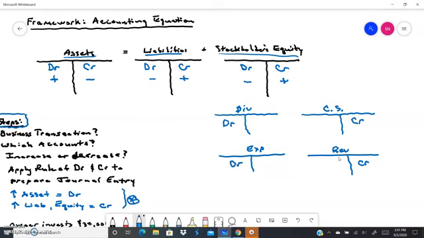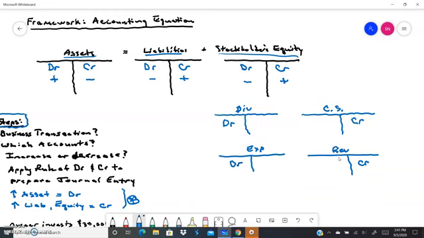So it doesn't matter what you think you know about debits and credits. An increase in an asset is a debit, therefore a decrease in an asset is a credit. And an increase in a liability or an equity account is a credit. And of course, a decrease in a liability or an equity account would be a debit. Okay, so that is the rule.